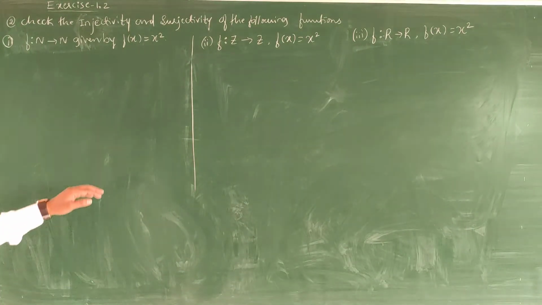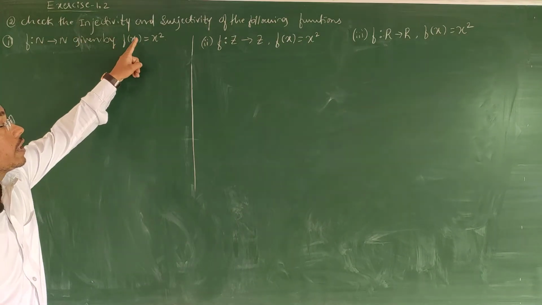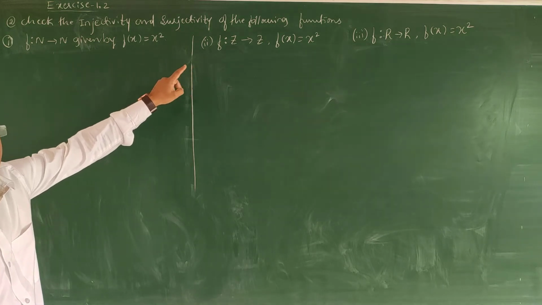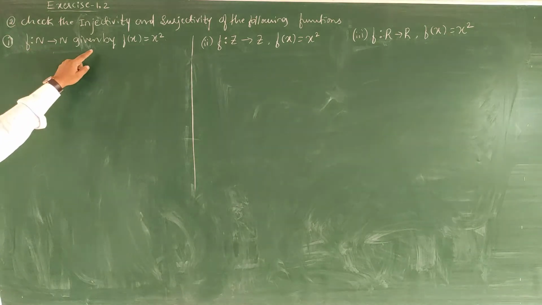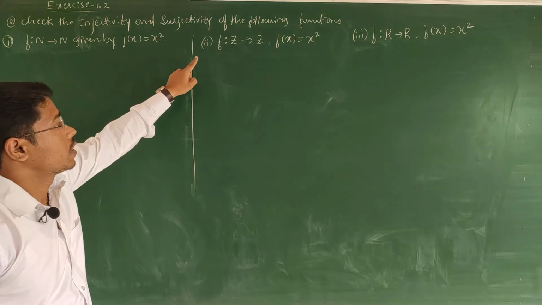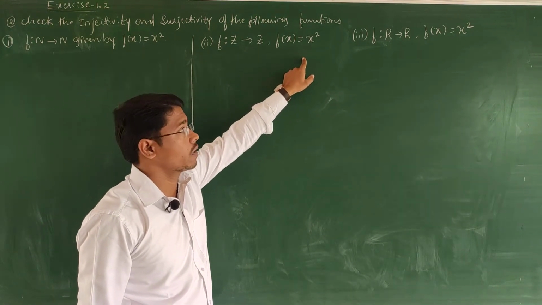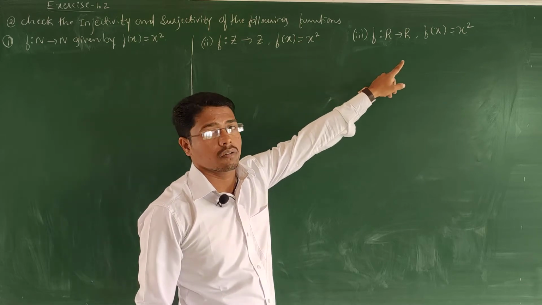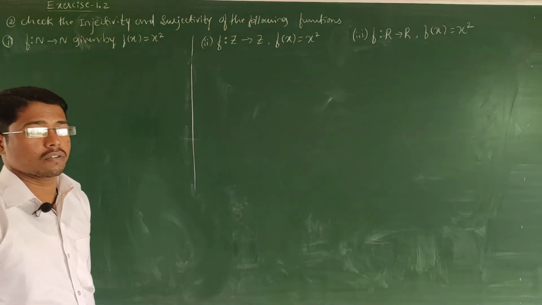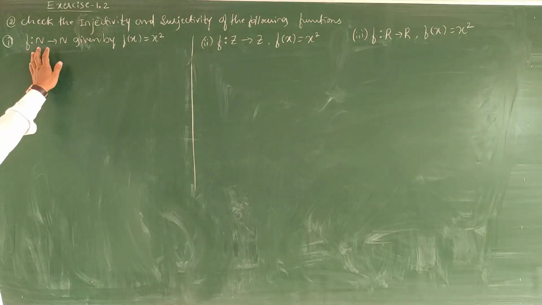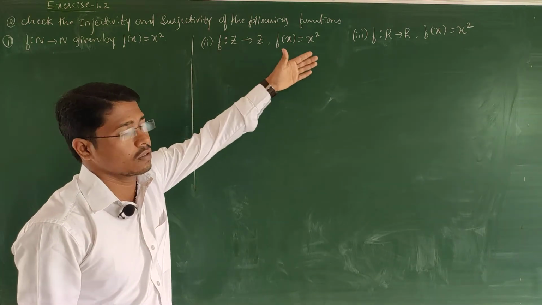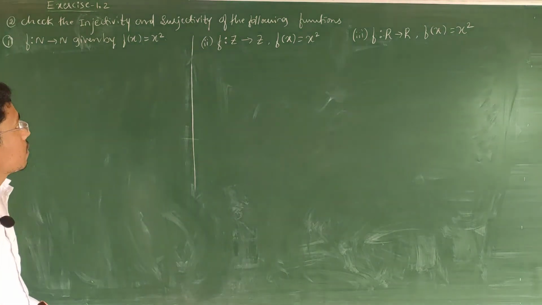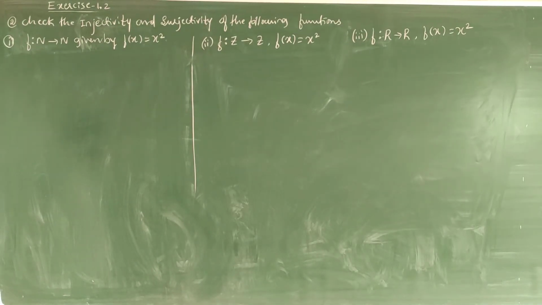Okay, next question. Second one, check the injectivity and surjectivity of the following functions. The questions are: f from n to n given by f of x equal to x square; f from z to z, f of x equal to x square; f from r to r, f of x equal to x square. f of x equal to x square is the only thing given, so the changes are the domain and codomain: natural numbers, set of integers, set of real numbers. Okay, so let us check injectivity and surjectivity. Injectivity means one-one, surjectivity means onto.